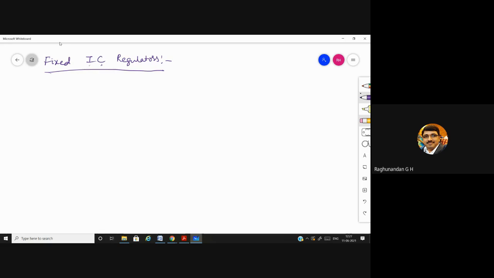But a single IC itself can act as a voltage regulator, and it can do the same task that our Zener diode, resistor, all those things were doing. It doesn't mean that it will not have a Zener diode. It will have a Zener diode, but in a very small size. It will be integrated.